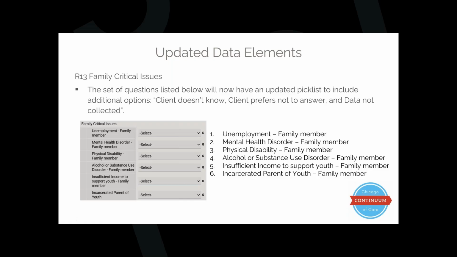Okay, so the next thing that we're going to talk through is family crisis issues. This set of questions is all going to be updated to now include in the pick list: client doesn't know, client prefers not to answer, and data not collected. So now you have a little more flexibility in terms of being able to accurately reflect the client's choices.